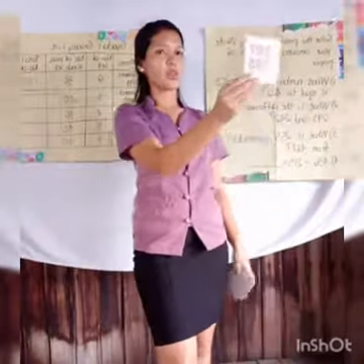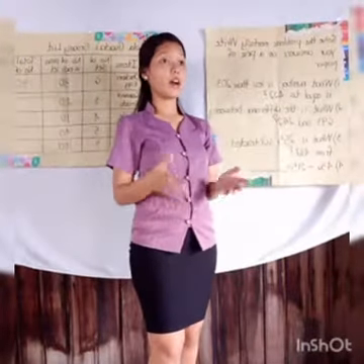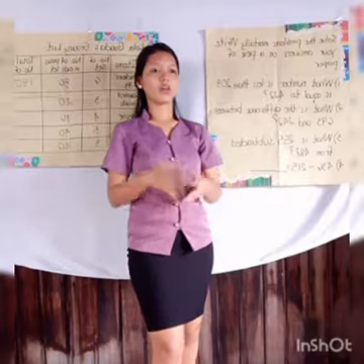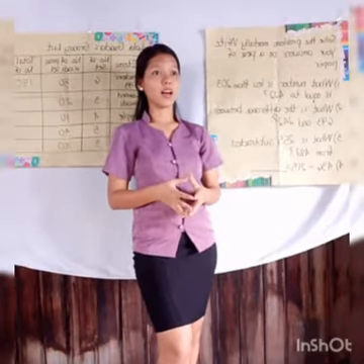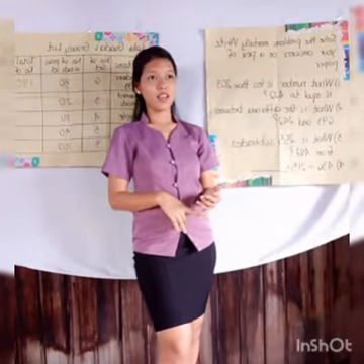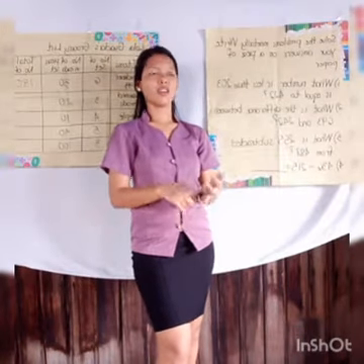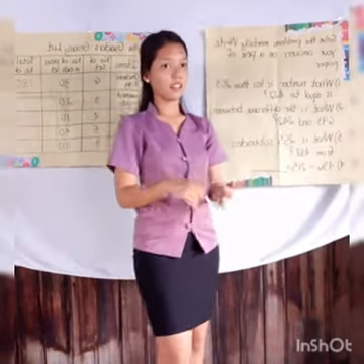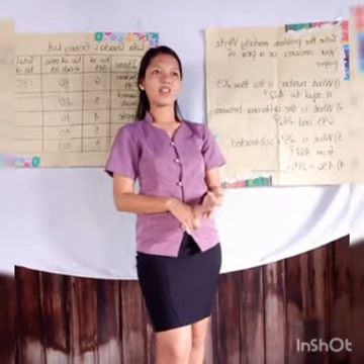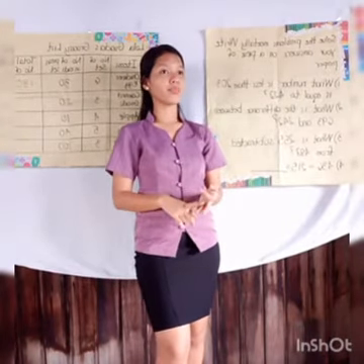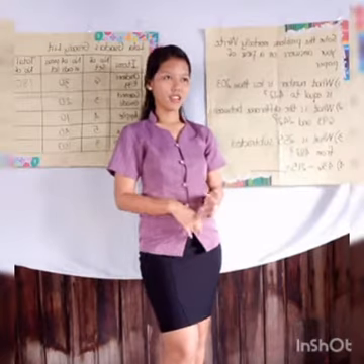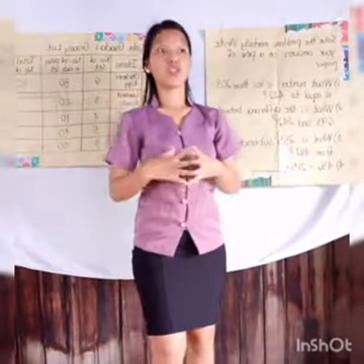Now, okay, grade 2, do you understand now? How do we subtract mentally? First, we will subtract the digits in the ones place. Second, the digits in the tens place. And then lastly, we will subtract the digits in the hundreds place. So that's how we will subtract.